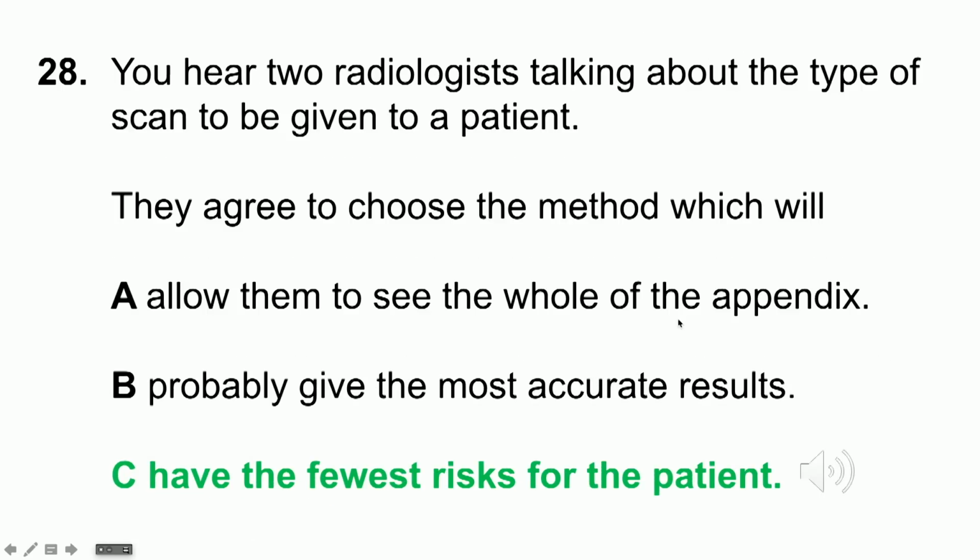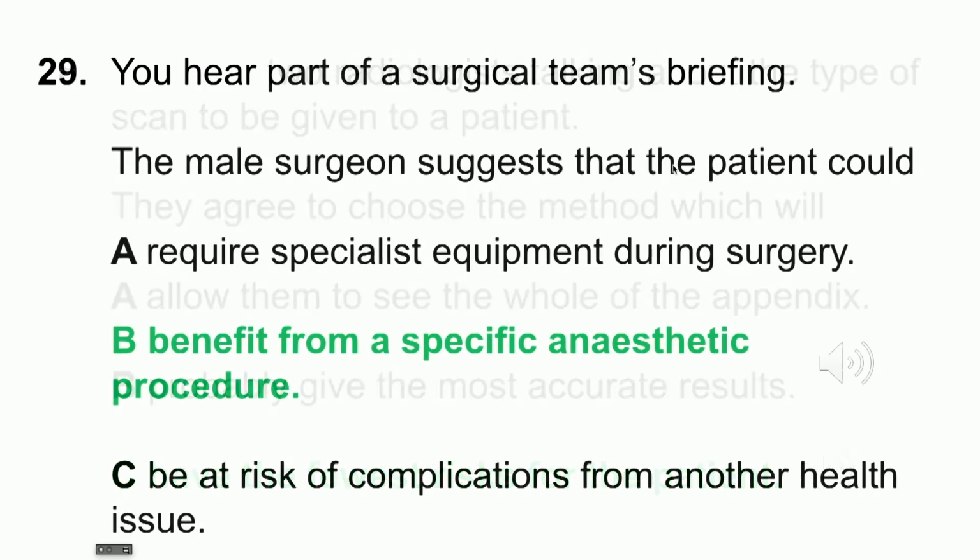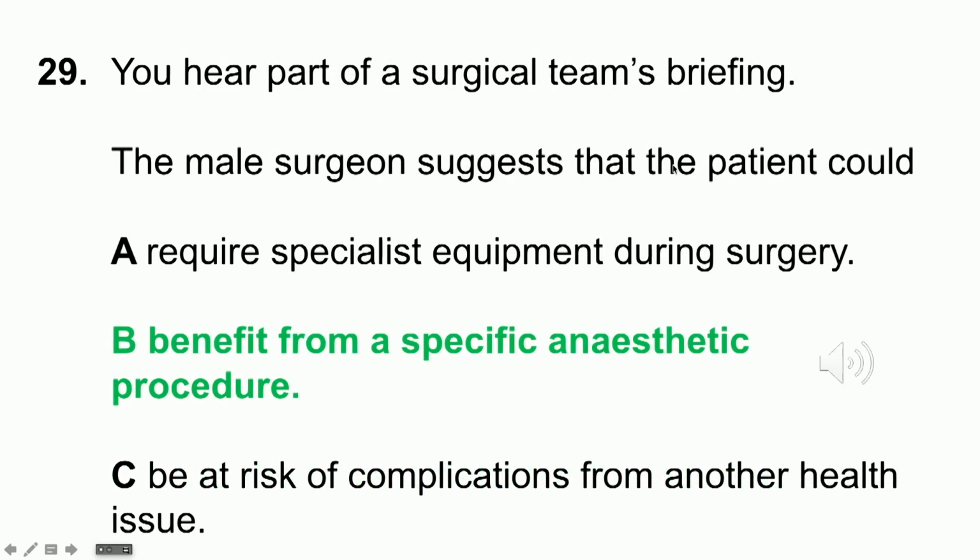28, you hear two radiologists talking about the type of scan to be given to a patient. They agree to choose the method which will, or in other words, which method do they choose? The one that will have the fewest risks for the patient. C. 29, you hear part of a surgical team's briefing. The male surgeon suggests that the patient could, or in other words, what does the male surgeon suggest the patient could do? B, benefit from a specific anesthetic procedure.